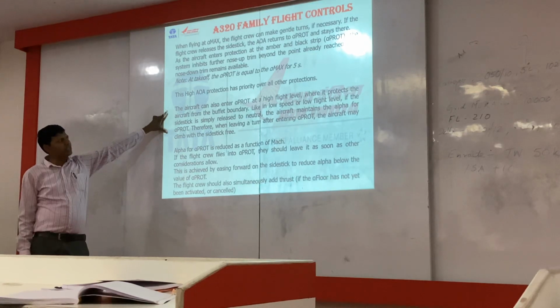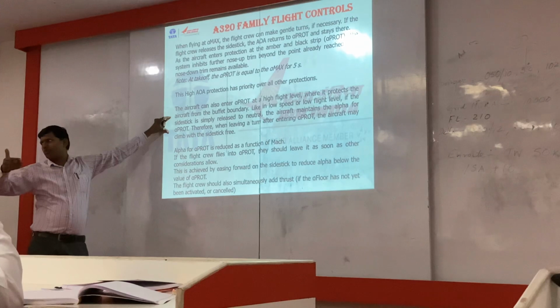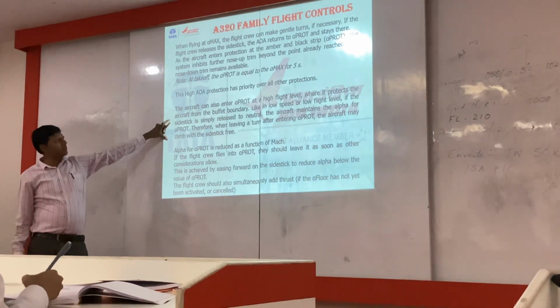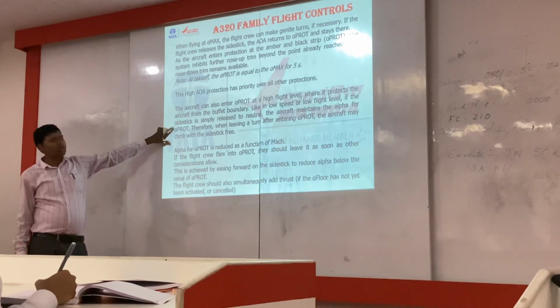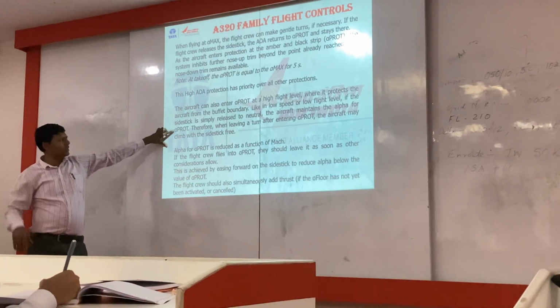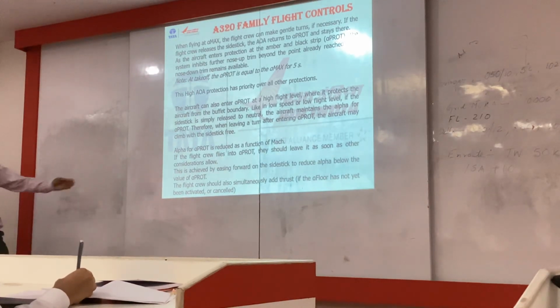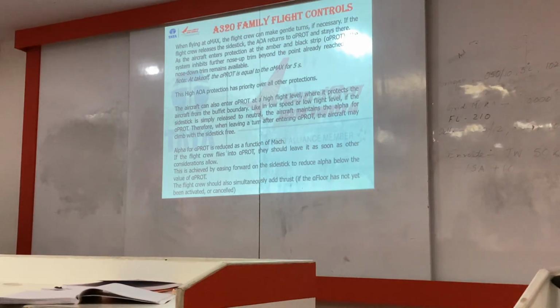The aircraft can also enter alpha prot at a high flight level, where it protects the aircraft from the buffet boundary. Buffet boundary, again, for that reason 1 to 2.5 and 0 to 2. Like at low speed or low flight level, if the side stick is simply released to neutral, the aircraft maintains the alpha for alpha prot. The moment the side stick is released, it will stick to the value alpha prot. Therefore, when leaving a turn after entering alpha prot, the aircraft will climb with the side stick free. Alpha for alpha prot is reduced, not required.